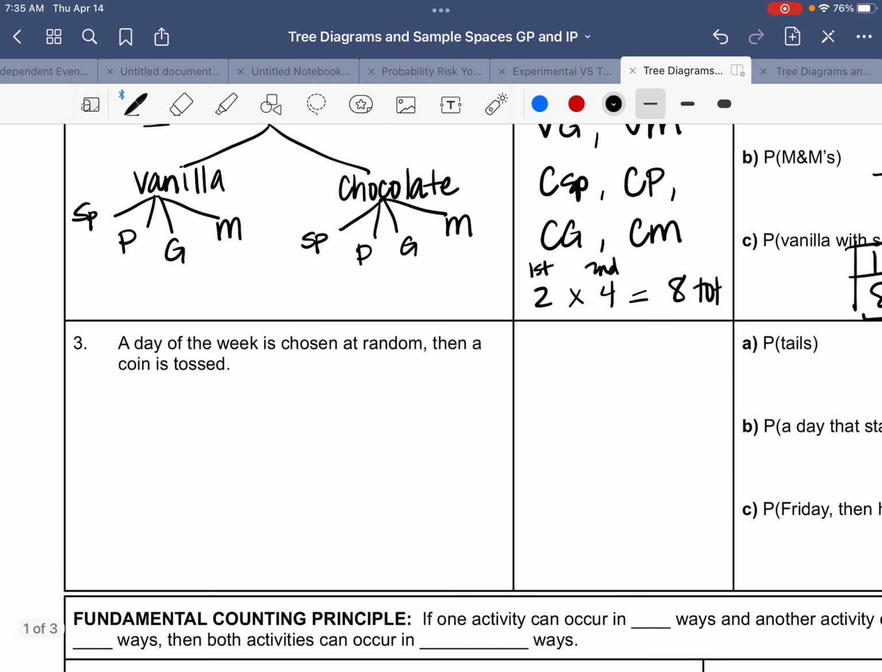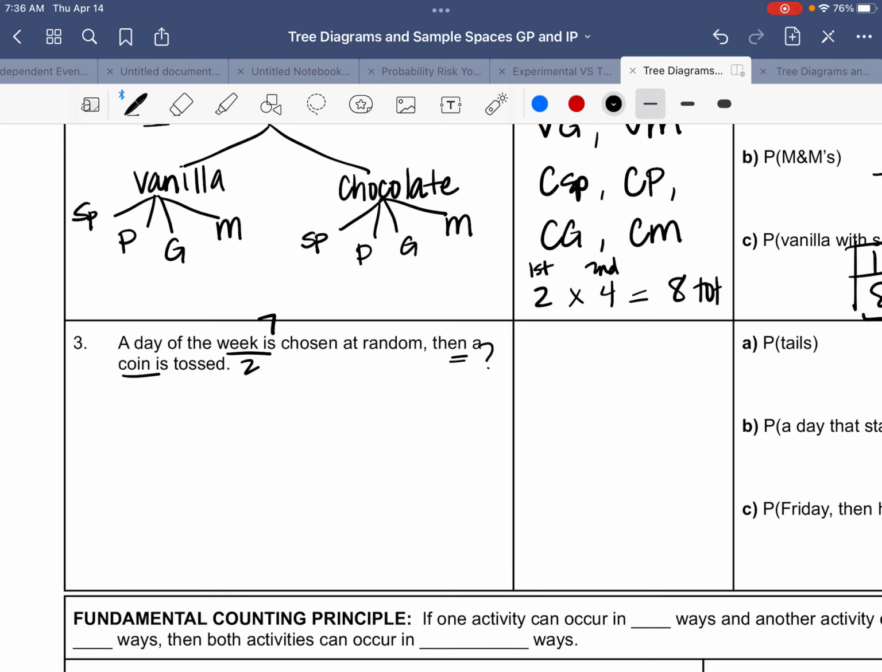Hopefully you get the process, but I'll go ahead and do one more example. Here, we have a day of the week is chosen. Keep in mind there are 7 days of the week, and then a coin is tossed. There are 2 sides on a coin. Be thinking about how many total possible outcomes that would give us if I use the same process as I did on examples 1 and 2.